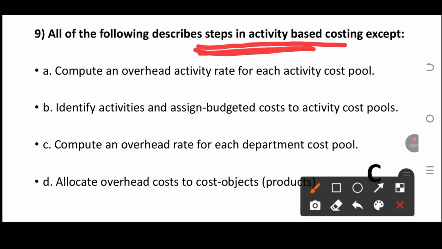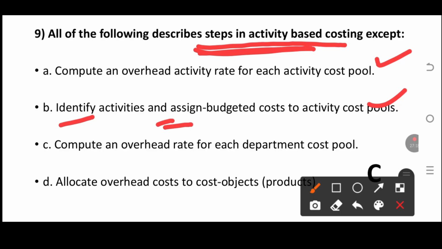For activity-based costing, computing an overhead activity rate for each activity cost pool is correct. B, identifying activities and assigning costs to activity cost pools, is also correct.